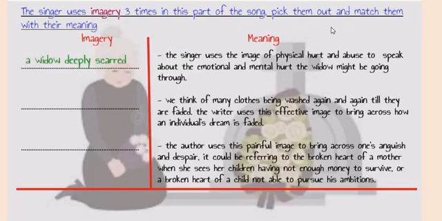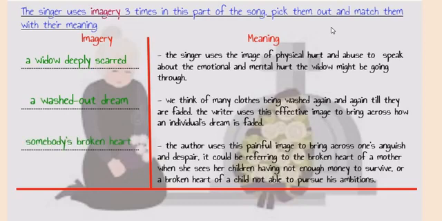A widow deeply scarred means the singer uses the image of physical hurt and abuse to speak about the emotional and mental hurt the widow might be going through. The second one, a washed out dream. We think of many clothes being washed again and again till they are faded. The writer uses this effective image to bring across how an individual's dream is faded.